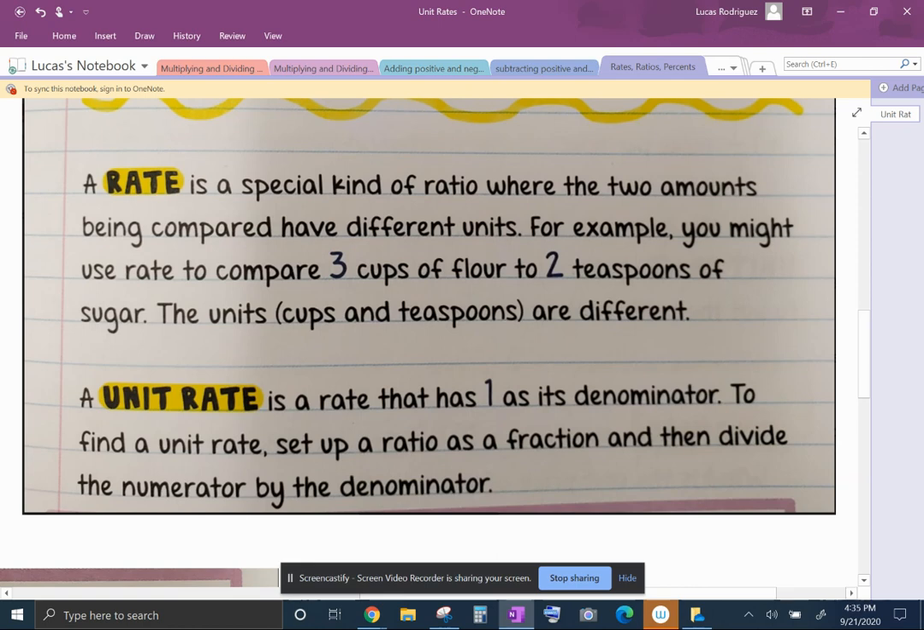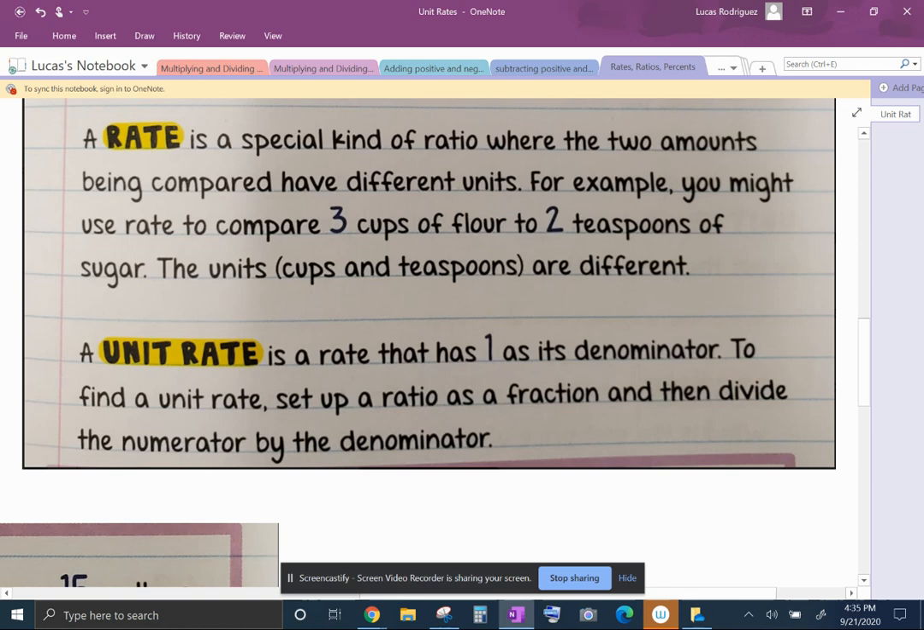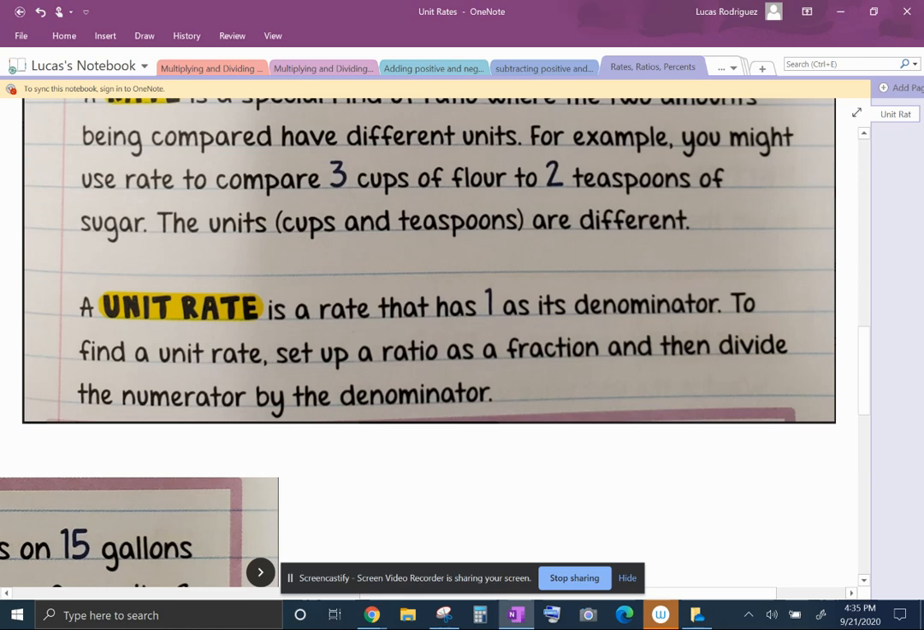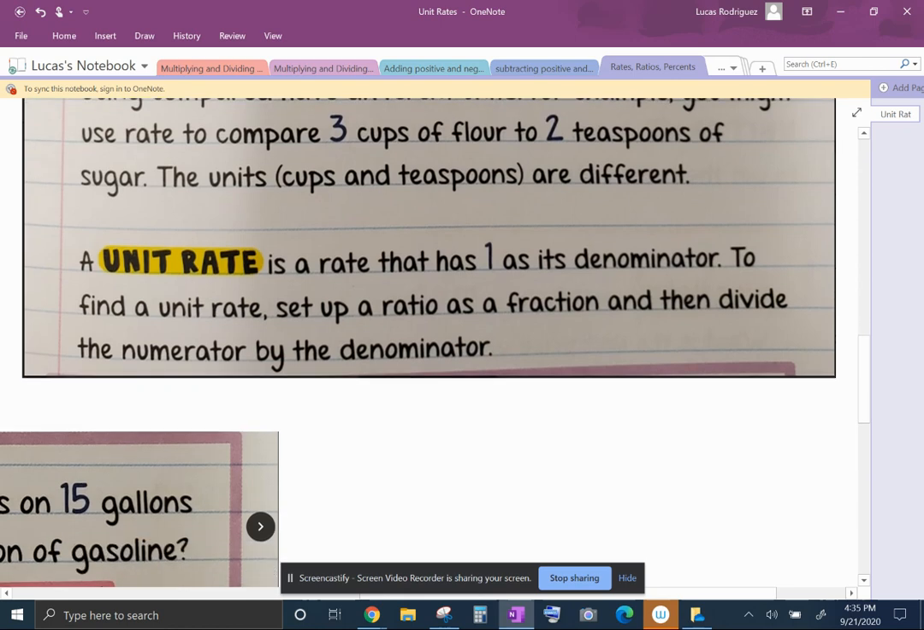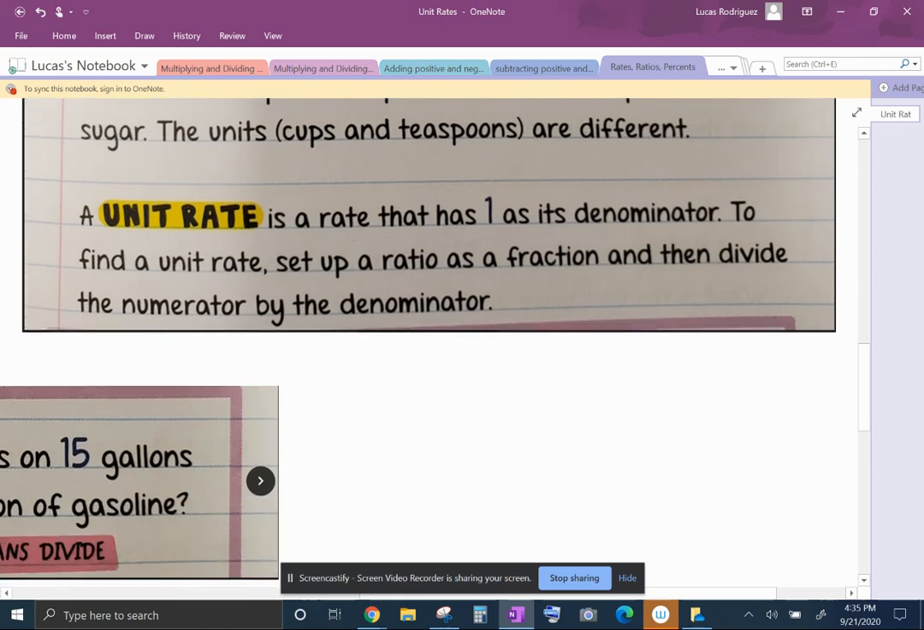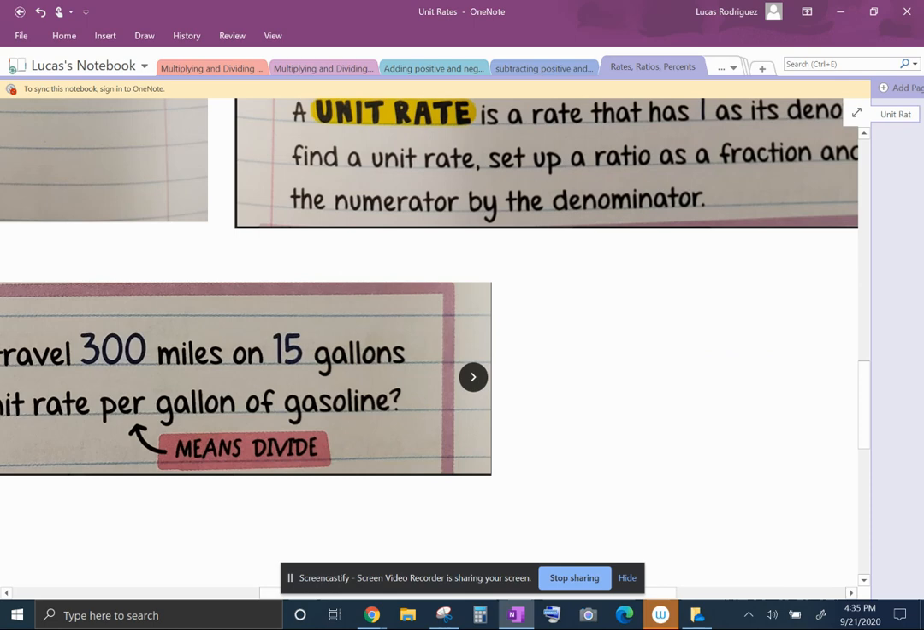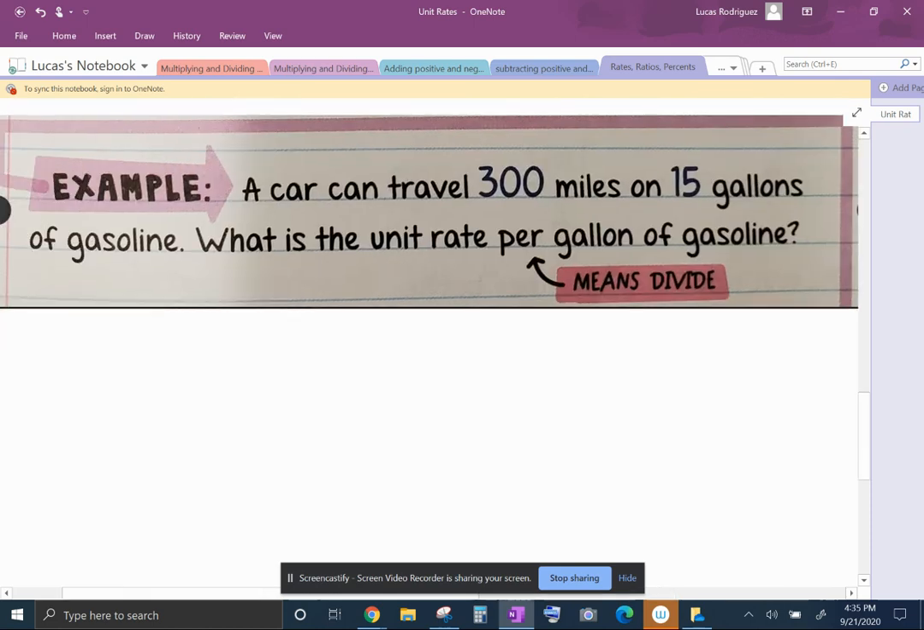A unit rate is a specific type of rate that has a 1 as its denominator for one of the units that are being compared. To find a unit rate, set up a ratio as a fraction and then divide the numerator by the denominator. That is one way to do it, but we are going to look at 2 different ways. So let's look at this rate that we're given.